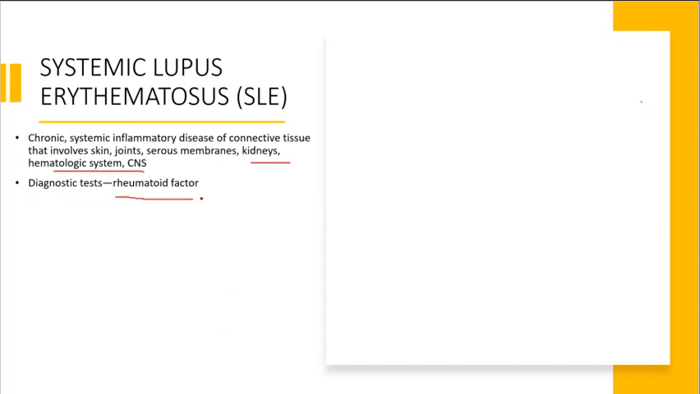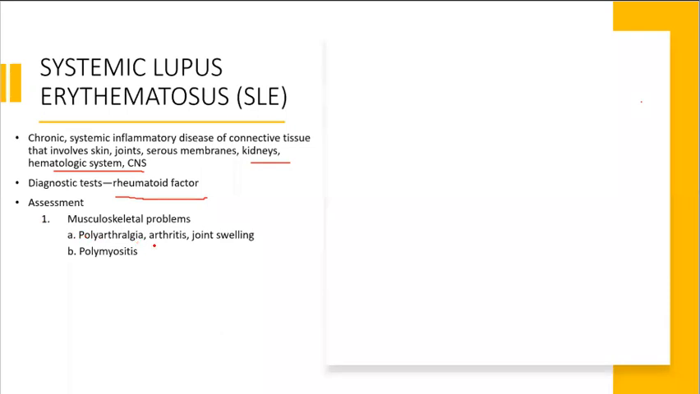Diagnosis tests would include testing for rheumatoid factors. So let's break down all of these organ affectations with SLE. Let's look at musculoskeletal problems. What are you going to see? We're going to see polyarthralgia, we'll see arthritis, we'll see joint swelling, we'll see polymyositis.